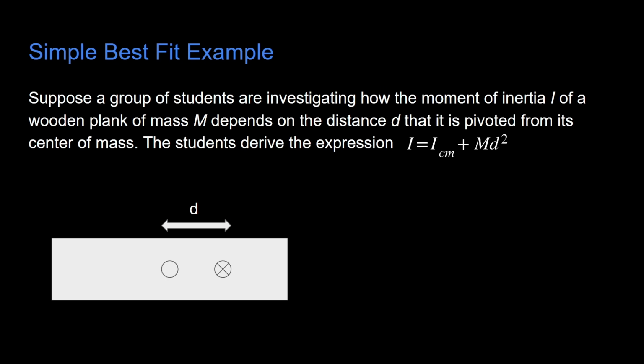So here's a simple example. Suppose students are investigating how the moment of inertia I of a wooden plank depends on the distance d that it's pivoted from its center of mass. They derive from the parallel axis theorem that the new moment of inertia is equal to its moment of inertia through the center plus m times d squared. So the variables are, they're measuring I, the moment of inertia, as a function of d, how far away they pivot from the center point.